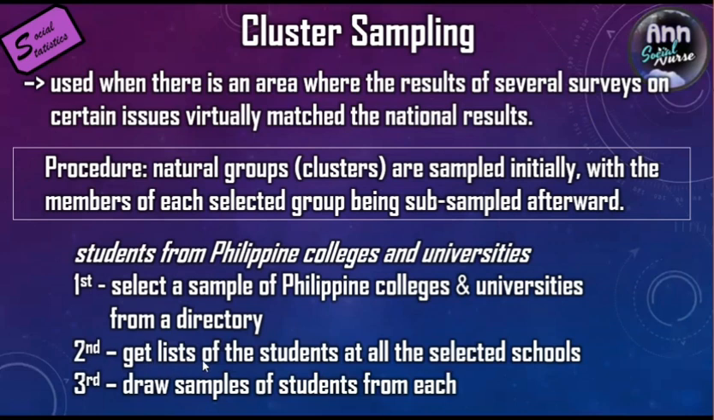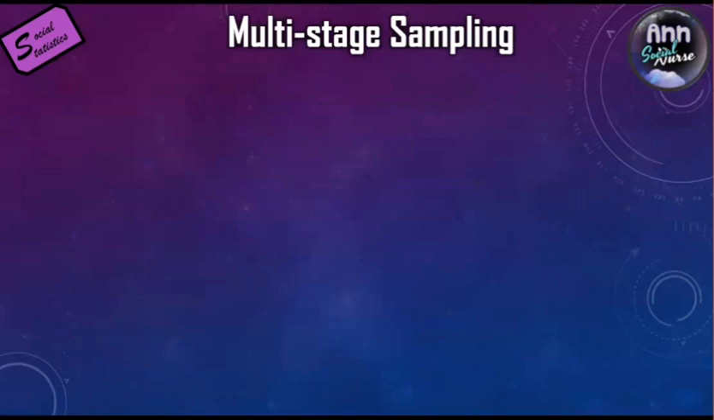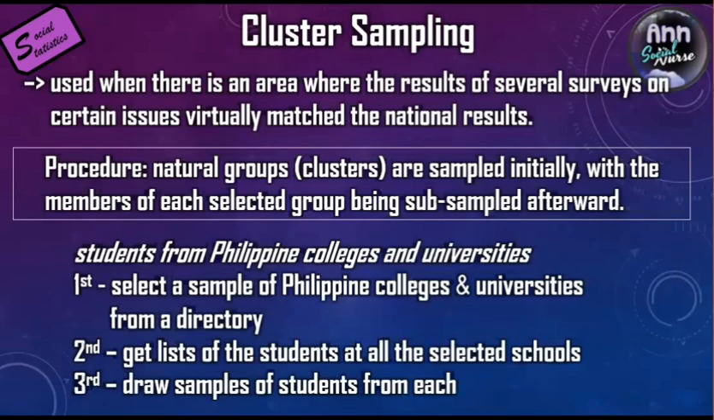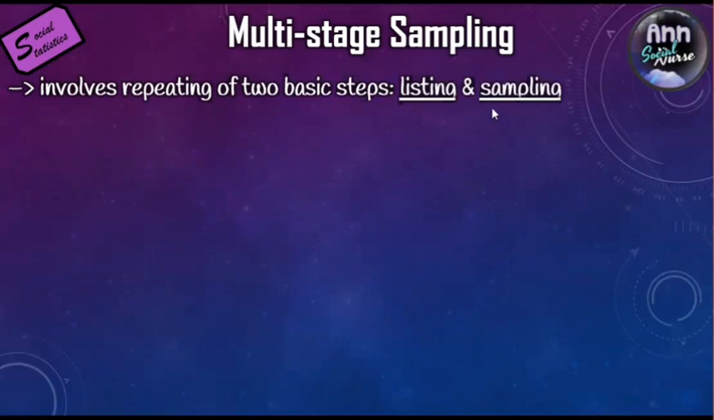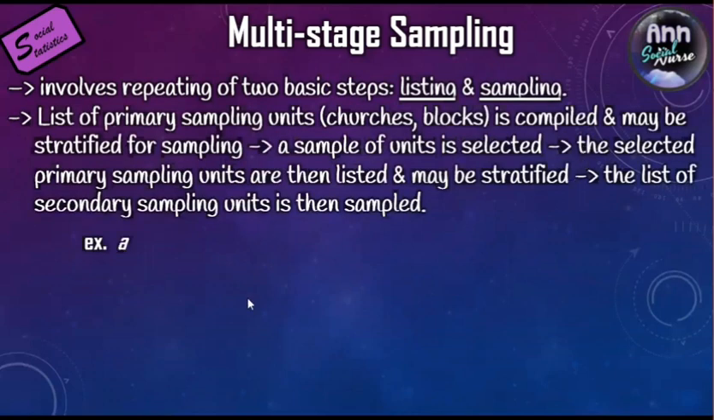Then, get a list of the students at all the selected schools. Third, draw samples of students from each of the schools. The multi-stage sampling involves repeating two basic steps, listing and sampling.